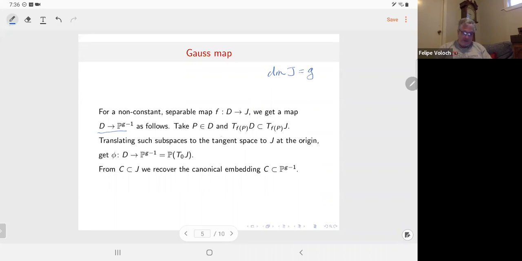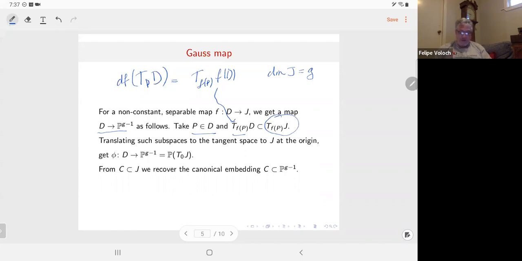And so I take a point P in D. This notation here is bad, but I have the tangent space to D at P, and I can take the derivative. If the map is smooth and nice, this is going to be the tangent space at f of P. So this is a line, right? D is a curve, so this tangent space is a one-dimensional space, which lives in this G-dimensional space, the tangent space at f of P to the Jacobian.